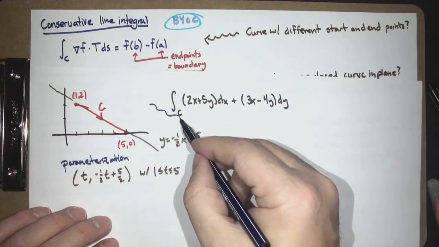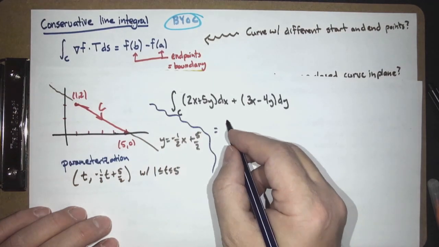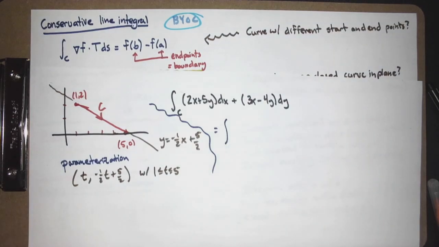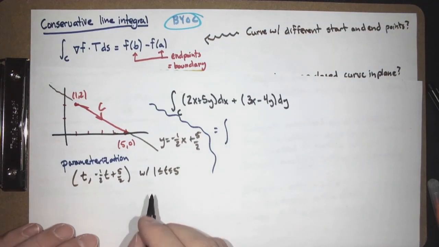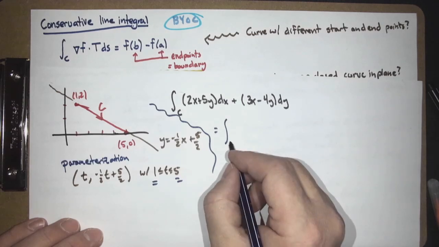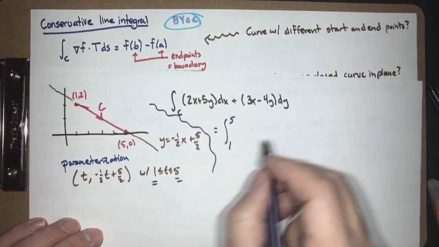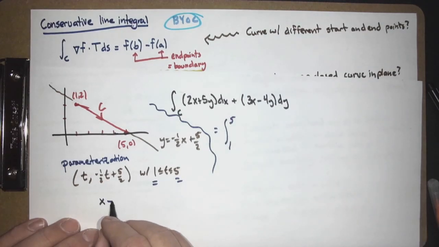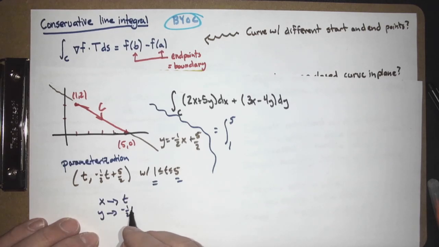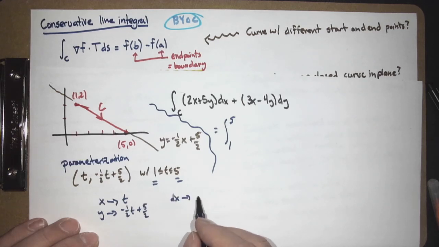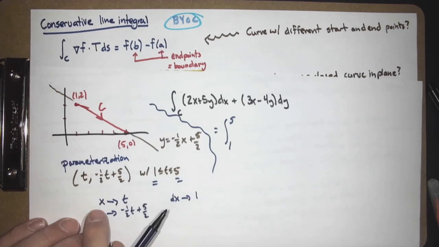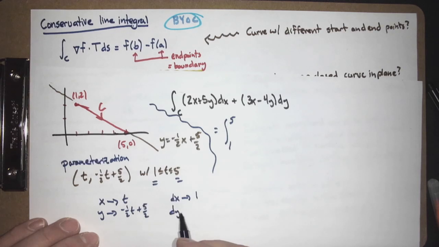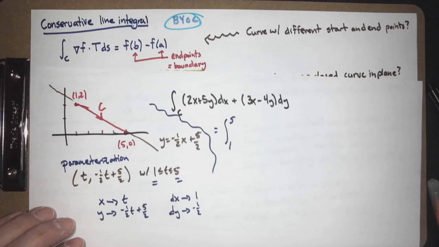All right. How do we do it? Integrate. What will be our bounds? 1 to 5. So everything becomes our parameterization. Where we see x, what do we put? Where we see y, what do we put? Negative 1/2 t plus 5/2. Where we see dx, what do we put? 1. The derivative of x. Where we see dy, what do we put? Negative 1/2.